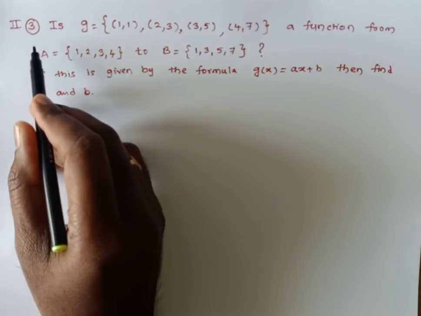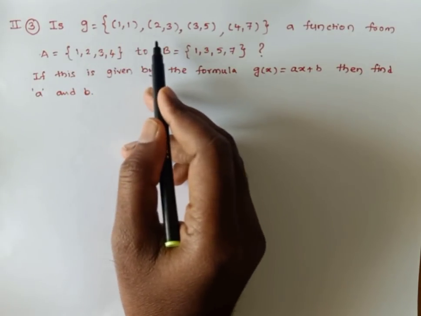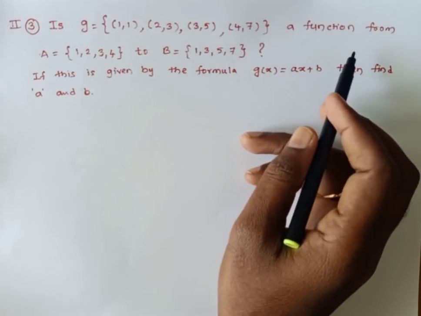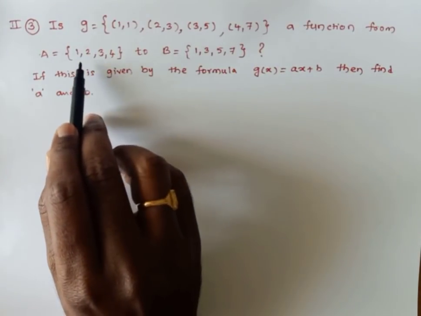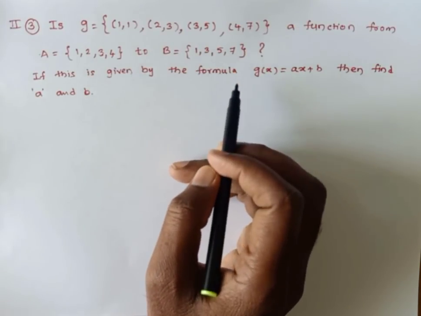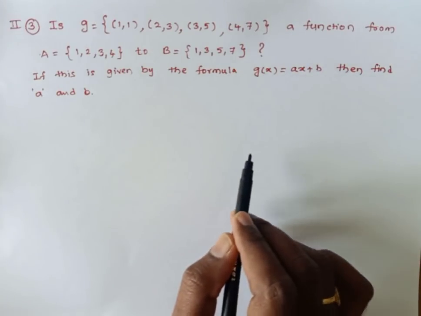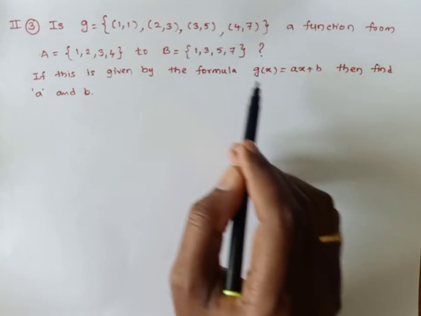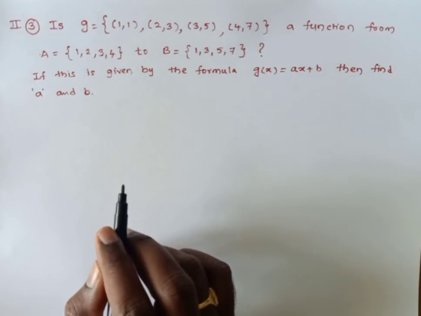See Roman 2 third problem. Is g equal to the ordered pairs (1,1), (2,3), (3,5), (4,7) a function from A to B? Here A is the domain and B is the codomain. The domain contains 1, 2, 3, 4 and B contains 1, 3, 5, 7. If this is given by the formula g of x equals ax plus b, then find a and b.